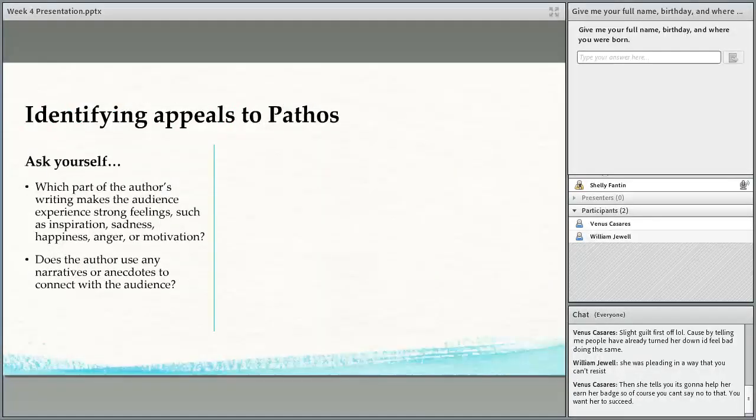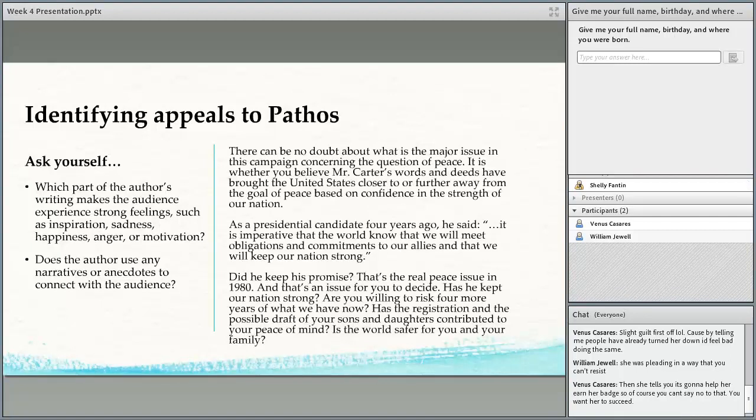All right, here's another example of appealing to pathos. Again, you're going to ask yourself what part of the author's writing makes the audience experience strong feelings such as inspiration, sadness, happiness, anger, emotion. They just want some kind of emotion out of you, right? Does the author use any narratives or anecdotes to connect with the audience?